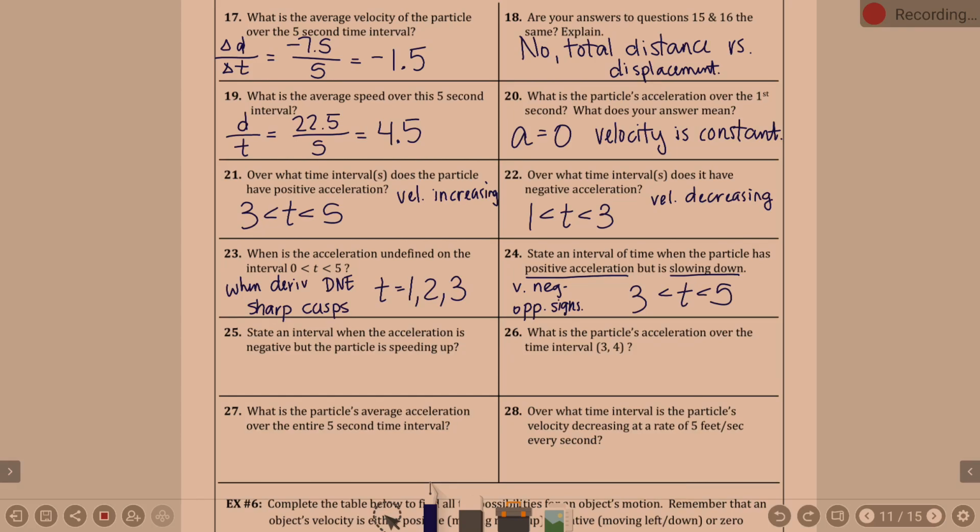State an interval when the acceleration is negative, but the particle is speeding up. Oh, shoot. 2. So remember, speeding up, we need same signs, right? So negative slope, but the same signs. And what did you guys say? Yep.